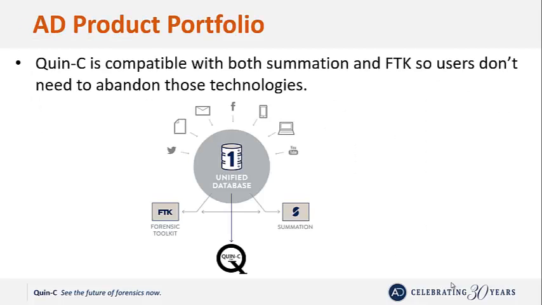Quincy can best be thought of as just another way into the Access Data unified database. So if you look at the figure in front of you, you can see FTK processes data into the unified database, as does Summation. Quincy is just a new way to look at the data in that database. Quincy also provides the capability to process into the database. You can use Quincy as a standalone system, but you can also utilize it with either FTK or Summation.